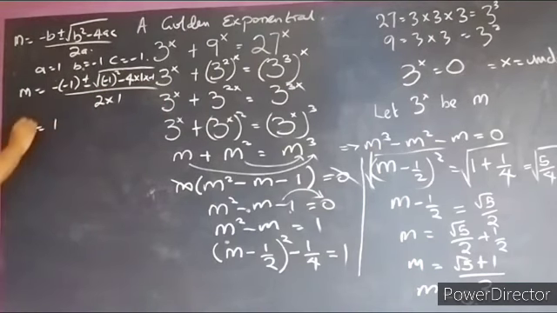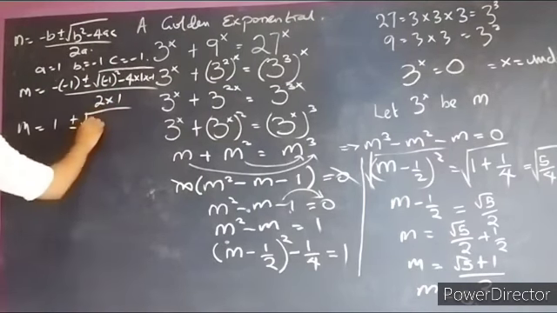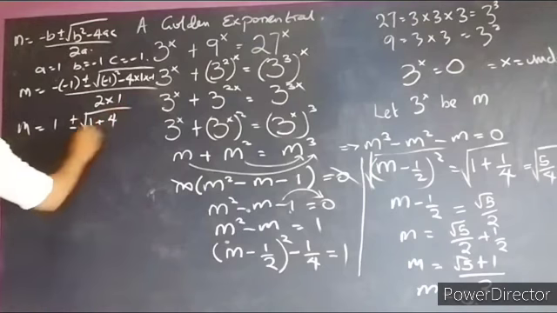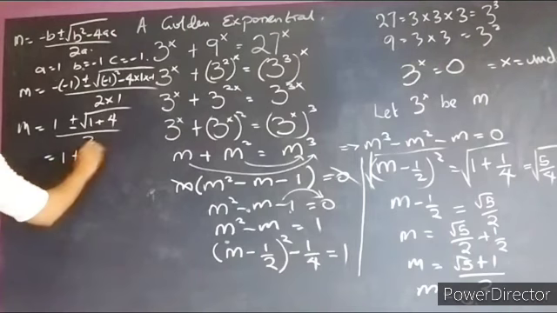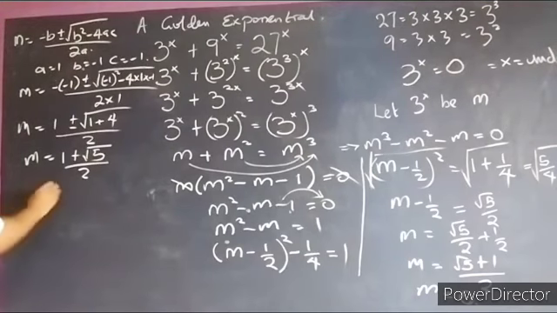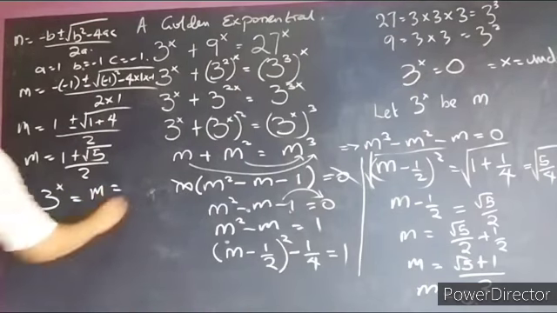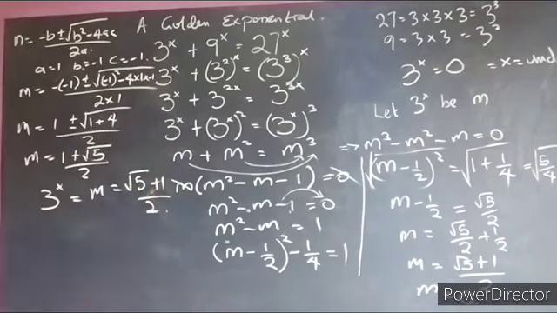So this will give us 1 plus or minus the square root of 1 plus 4, all over 2, which gives us 1 plus root 5 over 2 as the value of m. So, if we equate 3^x to m, it will be root 5 plus 1 over 2.